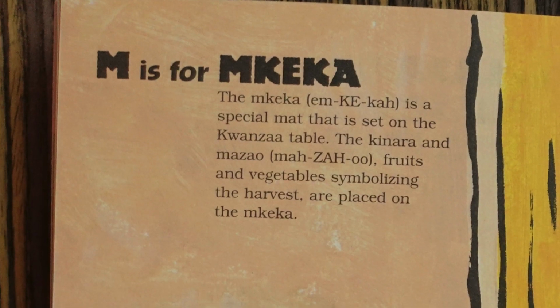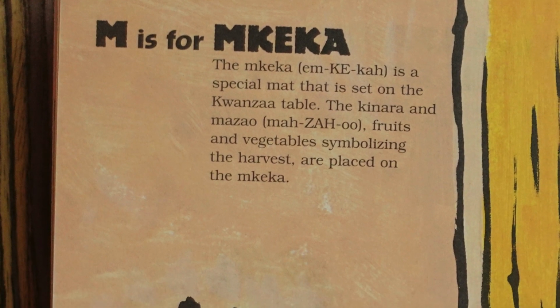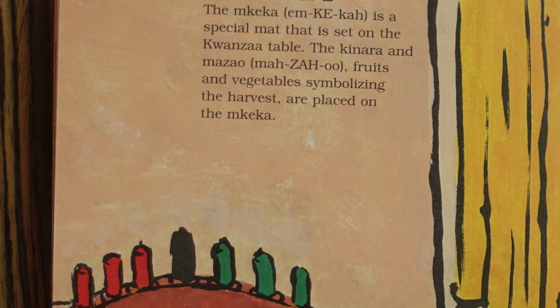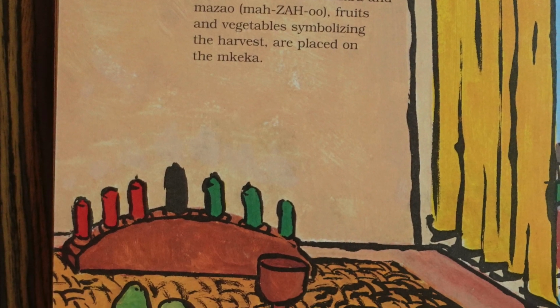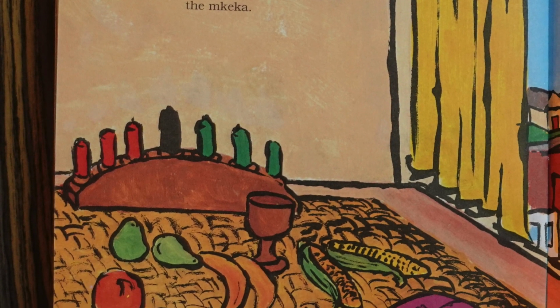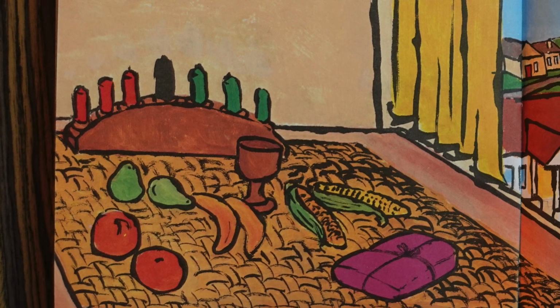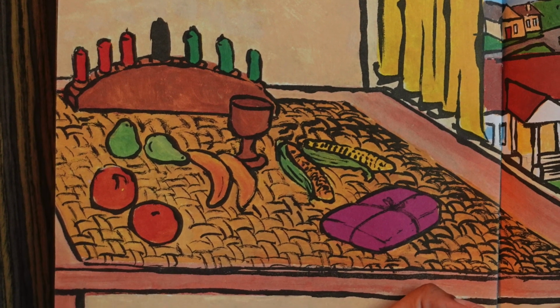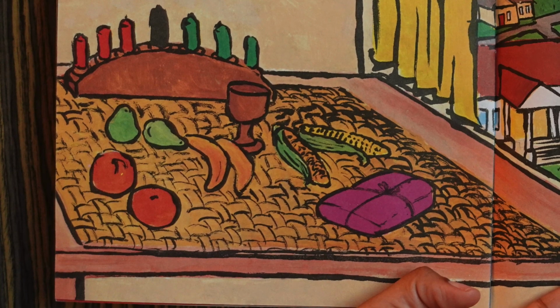M is for mkeka. Mkeka is a special mat that is set on the Kwanzaa table. The kinara and mazao, fruits and vegetables symbolizing the harvest, are placed on the mkeka.